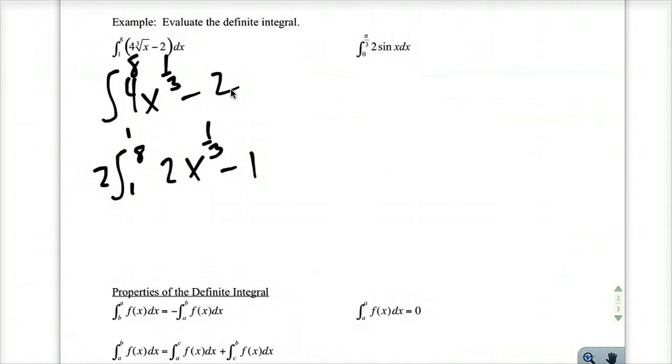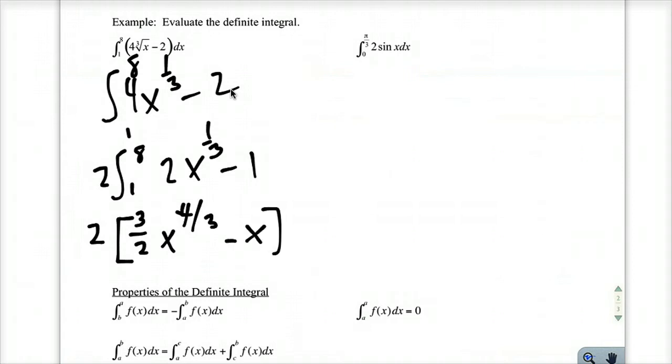So that'll make the antiderivative so much easier. Now I'll take the antiderivative. This 2 stays out in front. I'll do a bracket. I'll add 1, which is x to the 4/3, and I'll divide by it, which is the same thing as multiplying by 3/4. 2 times 3/4 is 3/2. And the antiderivative of 1 is just x.